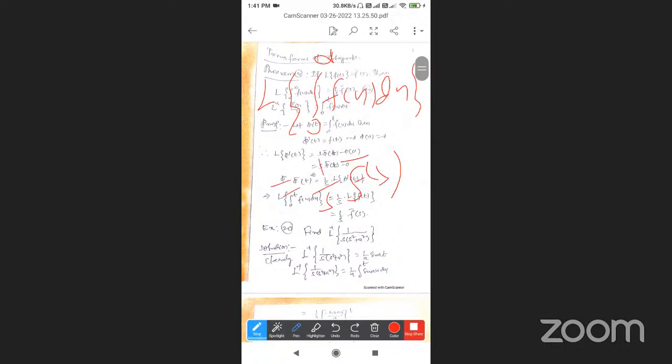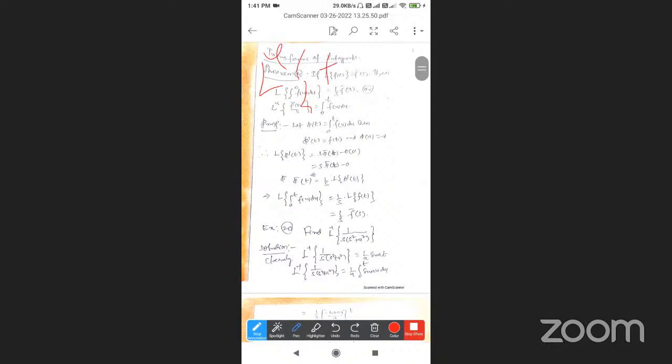Or, in inverse form, the inverse Laplace transform of f bar of s by s is equal to the integral from 0 to t of f of u du. This is the theorem statement, so I am going to write it here in the theorem statement.